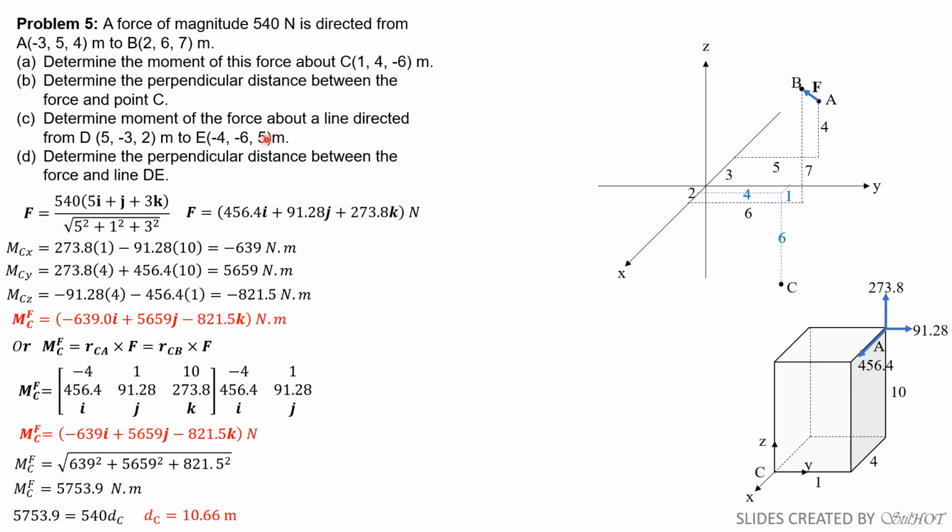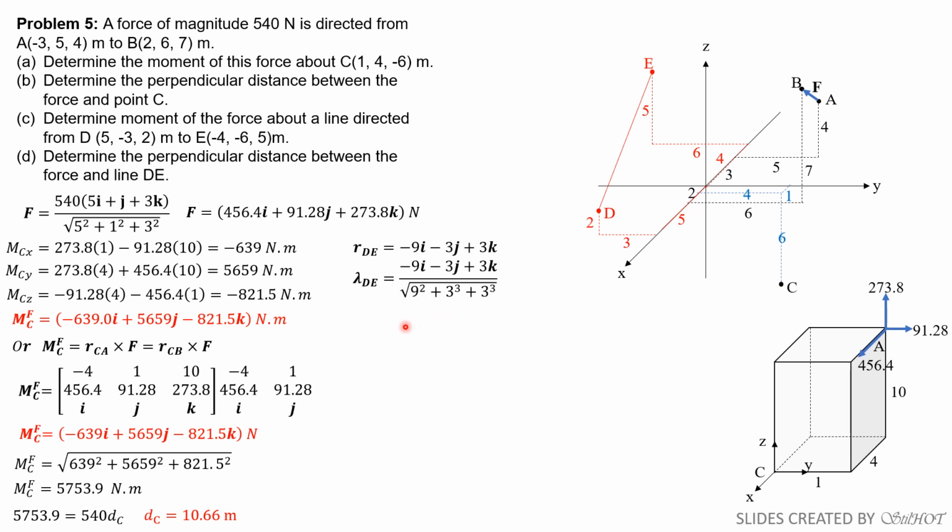Then determine the moment of the force about a line directed from D to E. So let's locate DE. The position vector RDE is E minus D. So negative 4 minus 5 is negative 9i. Negative 6 minus negative 3 is negative 3j. 5 minus 2 is positive 3k. Then the unit vector is the vector divided by its magnitude.